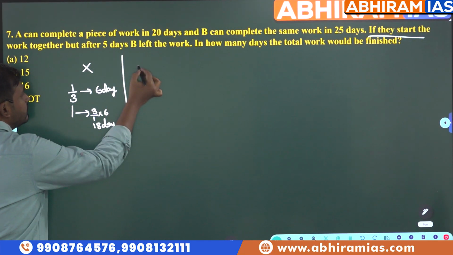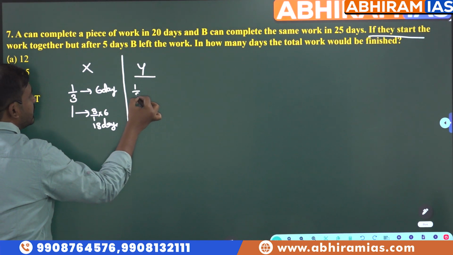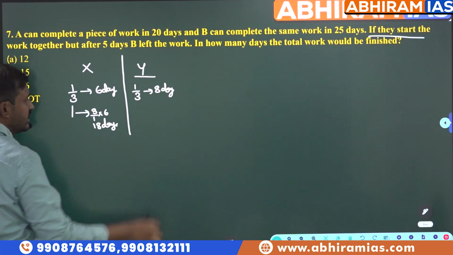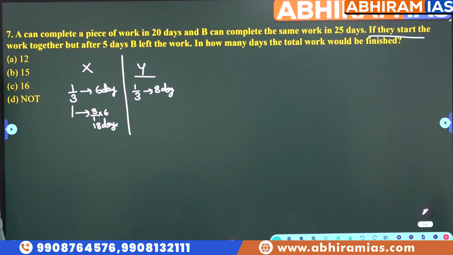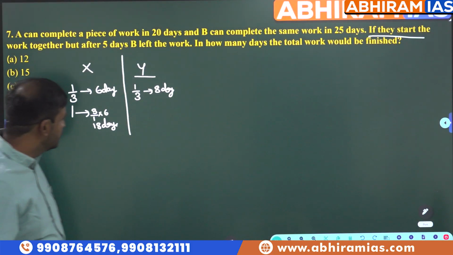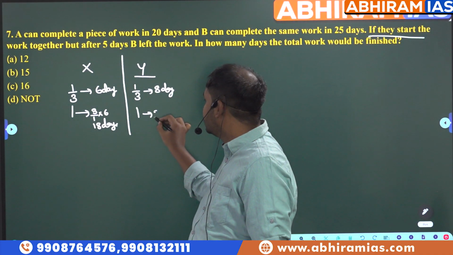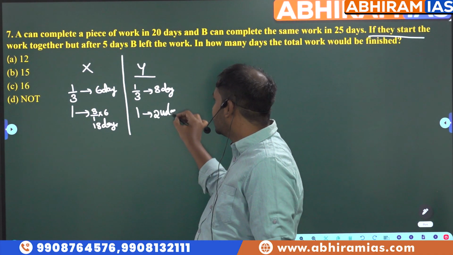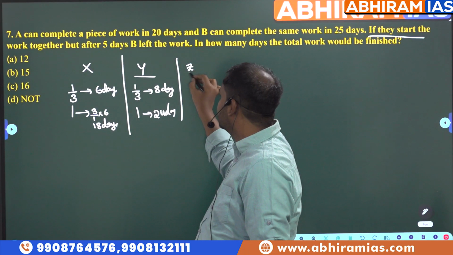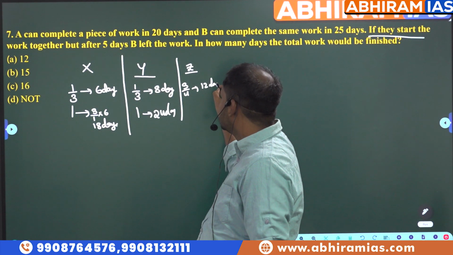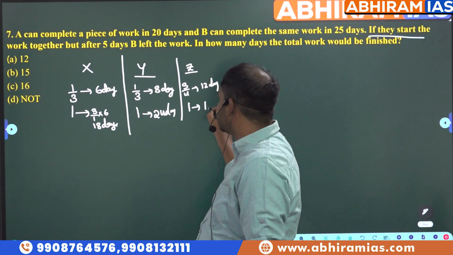About Y, 1/3 of the work in how many days? 8 days. So 1 complete work will become 24 days. Next Z, 3/4 of the work in how many days? 12 days. So 1 complete work will become 16 days.